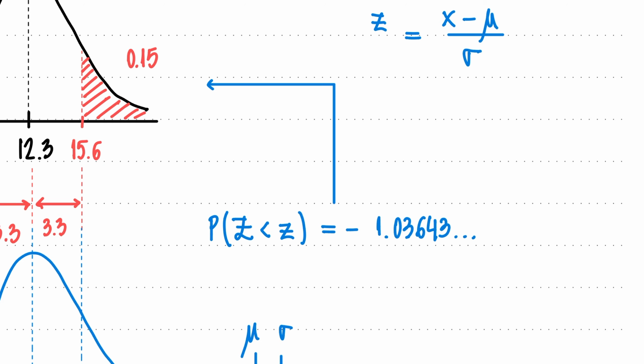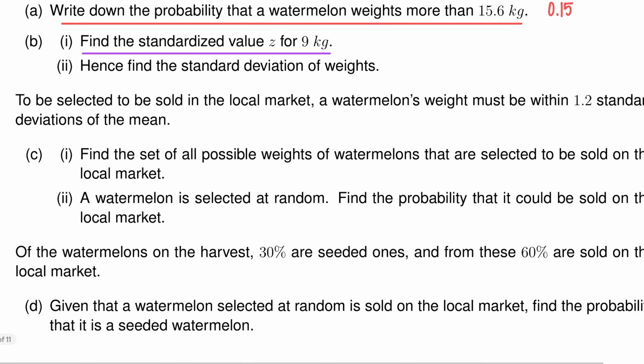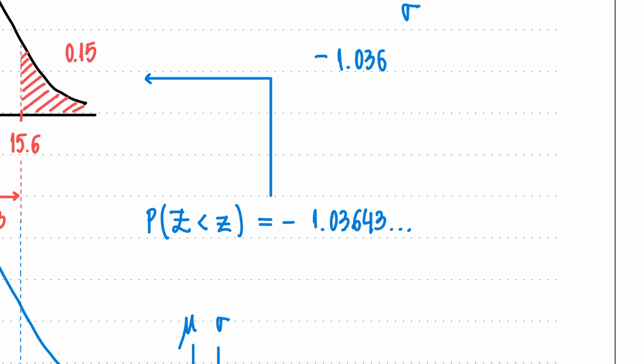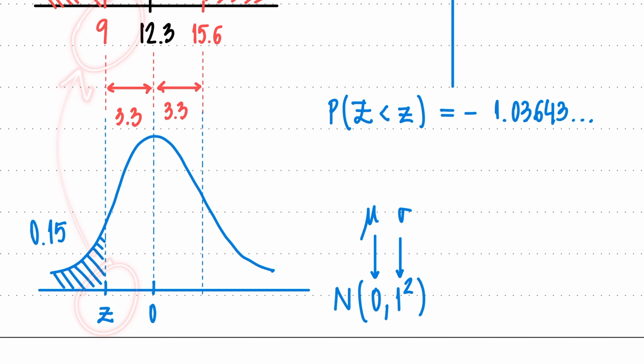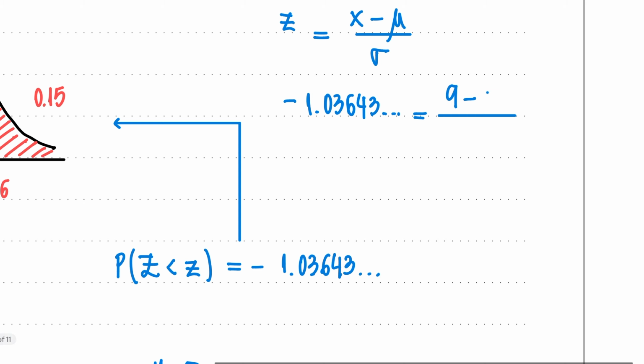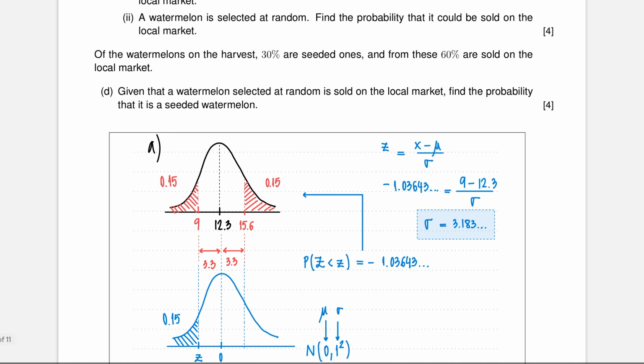Now, how do we convert the z-score back to our original variable, which is measuring the weight of these watermelons? We use z-score is x minus mean over the standard deviation. We do not have the standard deviation, and by the way, we are already answering B to I, but we will find it through this equation. We know the z-score, we know the x value associated to this z-score, which is 9. We know the mean of this distribution, 12.3, and we need to find the standard deviation. When solving this equation, we get 3.183... So B to I, this is done.